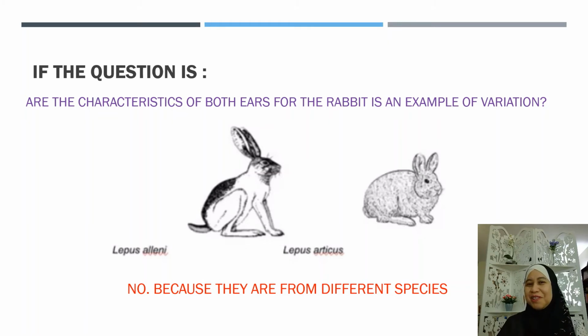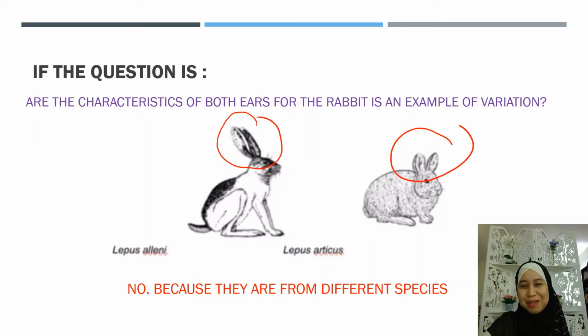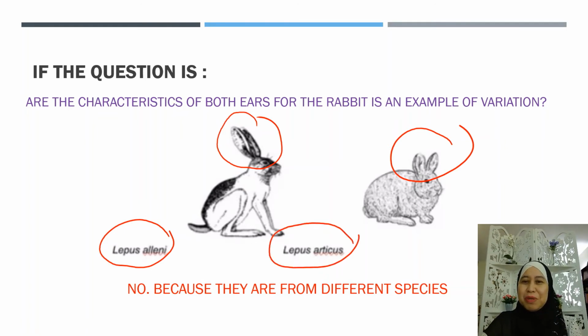Now, the question says, is the characteristic of both ears of the rabbit an example of variation? From the diagram, we can see that their rabbit ears are not the same. Now we must refer to the scientific name of these rabbits. The first rabbit is Lepus eleni, the second rabbit is Lepus atticus. So, we know they belong to the same genus, but not the same species because the second word is different. The second word refers to the species.